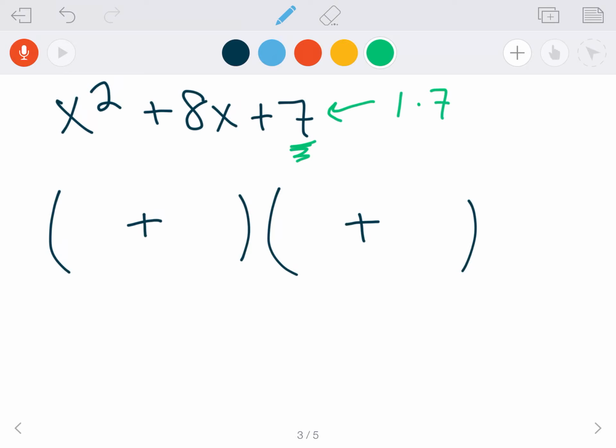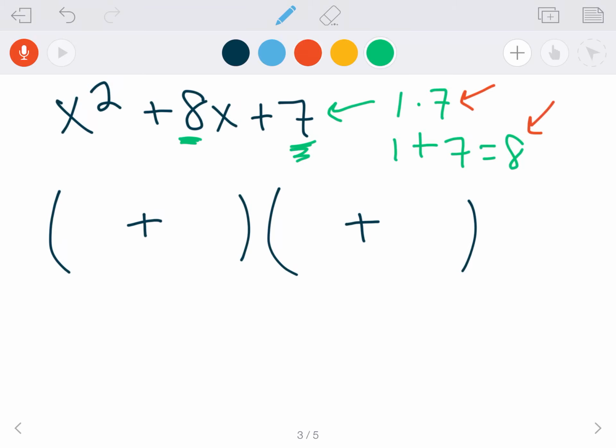Now, if we multiply 1 times 7, we get 7. What happens if we add 1 plus 7? What is that? It's going to be 8. And notice that 8 is that term in the middle with the x, also known as the linear term. That actually is what we want to be doing this whole time. We want to find factors of our c, or our constant term, and then we want to make sure that those same numbers add up to our middle term.